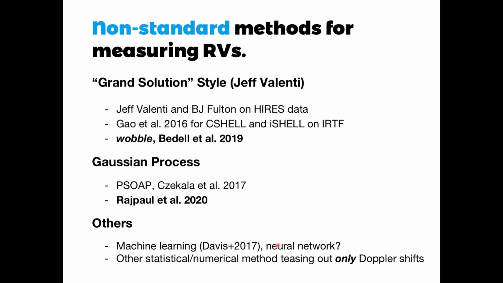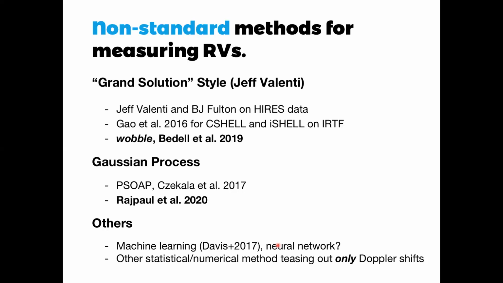This method is also implemented by Peter Gao and Peter Plavchan and team for SeaShell, and later on its upgraded version iSHELL on IRTF. This is measuring velocity in the K-band. And it's very challenging because there are a lot of uncertainties in the near infrared that are unique, that don't exist in the optical region. And they implemented the grand solution method and successfully got to 3 meters per second, roughly, which is pretty impressive.